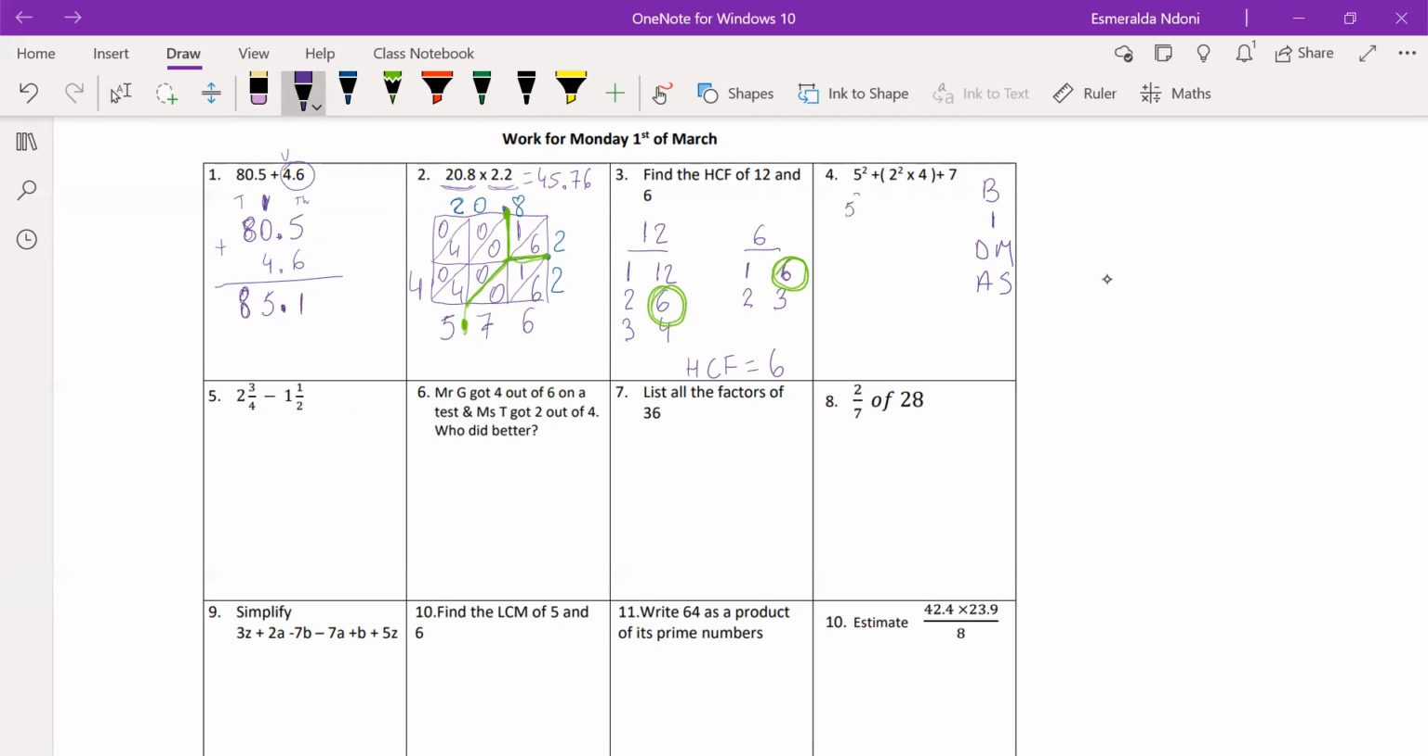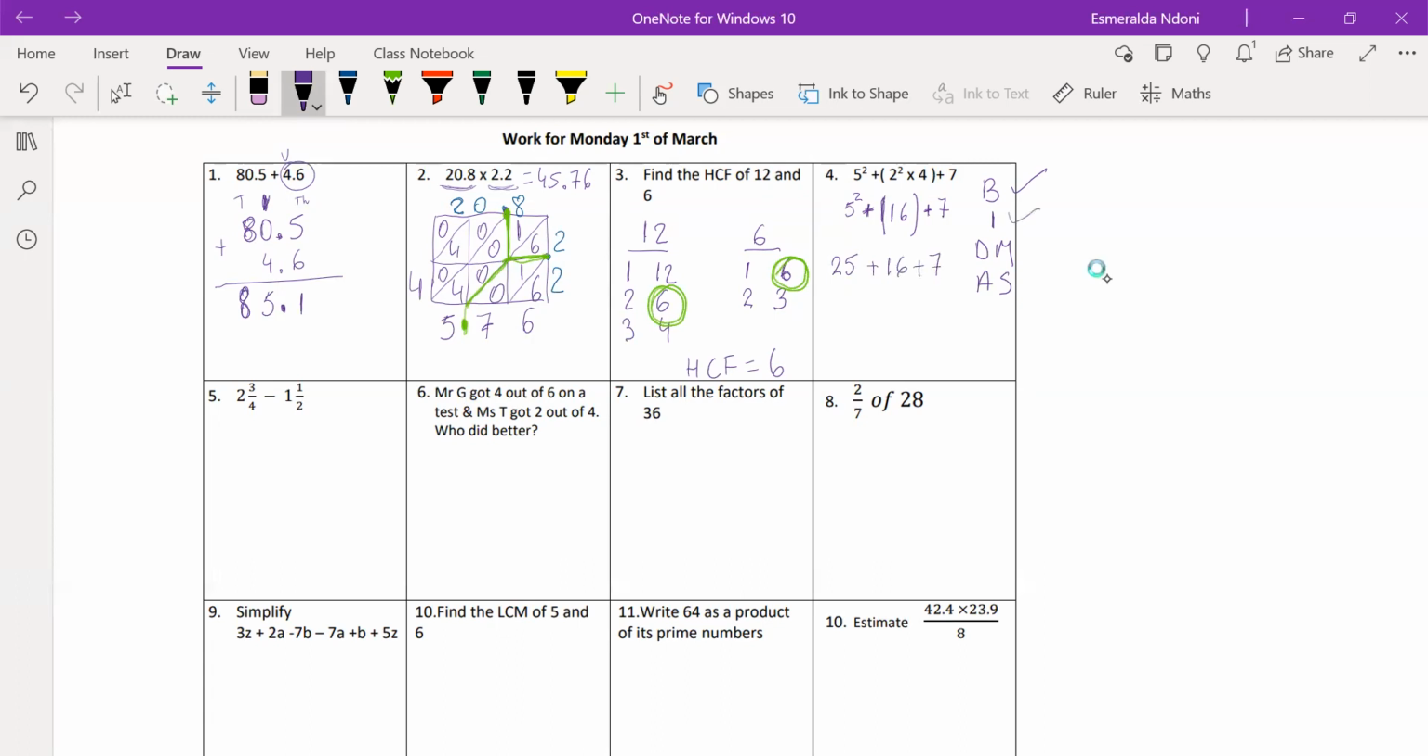So 5 squared plus 2 squared is 4, times the 4 is 16, plus 7. So I worked out the sum in the bracket. Now I need to do the index. 5 squared is 25 because it's the same as 5 times 5, plus 16 plus 7.